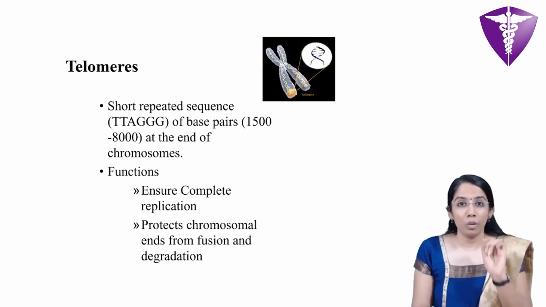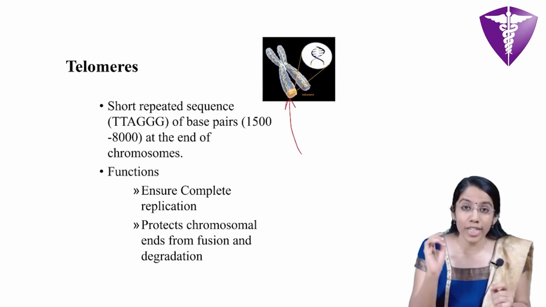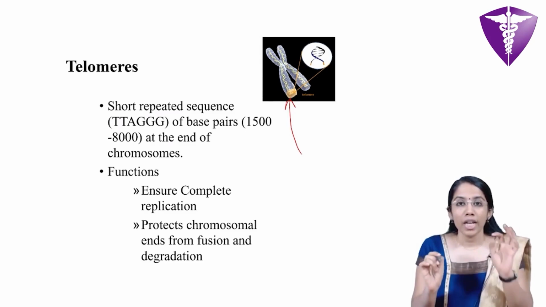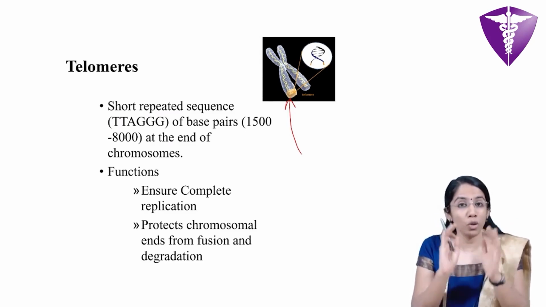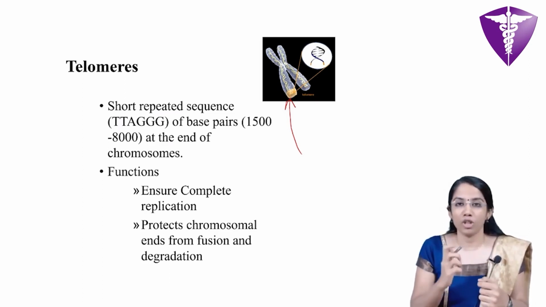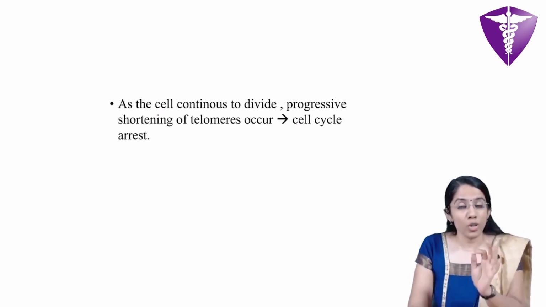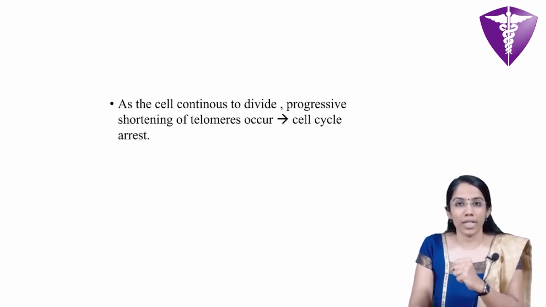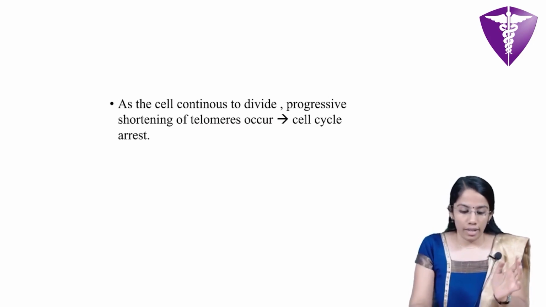First, we start with telomeres. What are telomeres? Telomeres are actually short stretches of DNA situated at the end of chromosomes. These function mainly to protect the chromosomal ends from fusion and degradation, and thus it ensures complete replication of the chromosomes. As the cell continues to divide in mitosis, progressive shortening of telomere occurs. Eventually, it leads to cell cycle arrest.